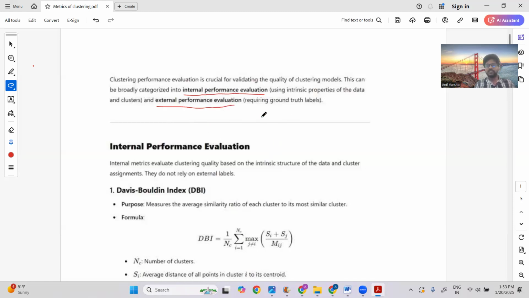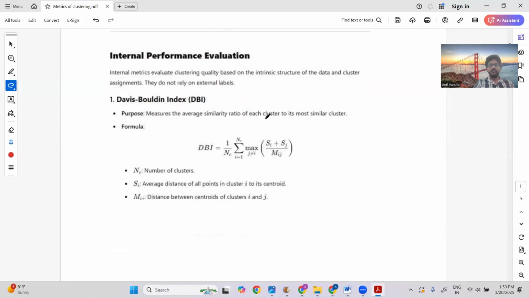In internal performance evaluation, we're going to use the intrinsic properties of the data and clusters. In the external performance evaluation, we're going to use the ground truth labels. Now let us see what internal performance evaluation is. The internal metrics evaluate clustering quality based on the intrinsic structure of the data and the cluster assignments. They do not rely on external labels. It is completely based on the structure of the data, and how the data is assigned into the various clusters comes under internal performance evaluation.